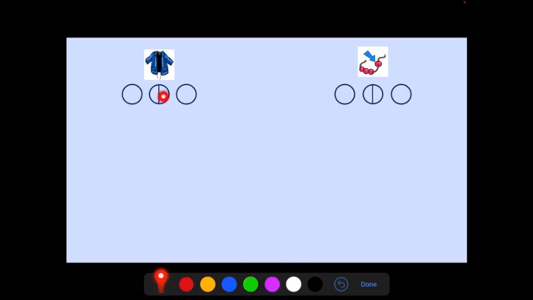Coat. I can hear K, O, T. Bead. I can hear B, E, D. And all of the words we will be covering on this particular screen will have the same pattern. Consonant, long vowel, consonant. So our first word, I'm sure you can guess from the picture, is coat.